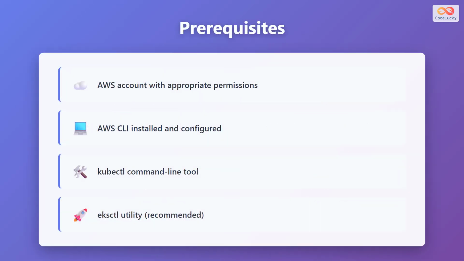Before setting up your EKS cluster, you'll need a few prerequisites in place. First, an AWS account with appropriate permissions to create EKS clusters, EC2 instances, and VPC resources. Second, the AWS command line interface, or CLI, installed and configured with your AWS credentials. Third, kubectl, which is the Kubernetes command line tool used to interact with your cluster and manage deployments. And fourth, eksctl, which is a recommended utility that greatly simplifies the process of creating and managing EKS clusters. We'll be using eksctl in this tutorial because it automates many complex steps that would otherwise require multiple manual commands.